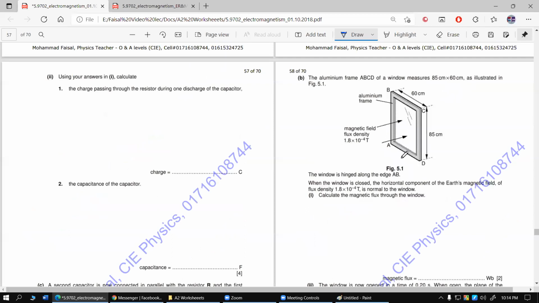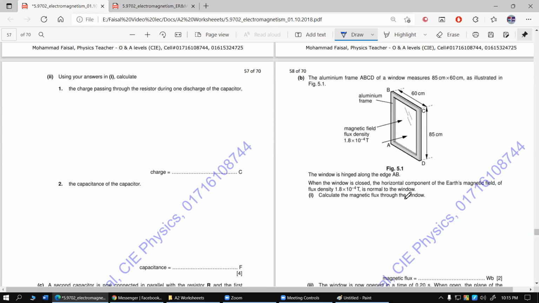The window is hinged about the edge AB. So AB is the hinge. When the window is closed, the horizontal component of Earth's magnetic field of flux density 1.8 × 10^-4 Tesla is normal to the window. Calculate the magnetic flux through the window.